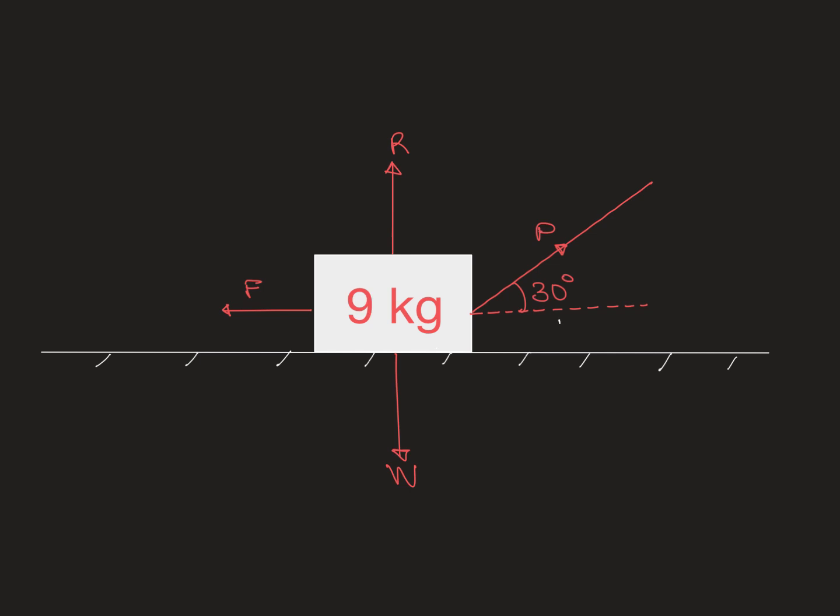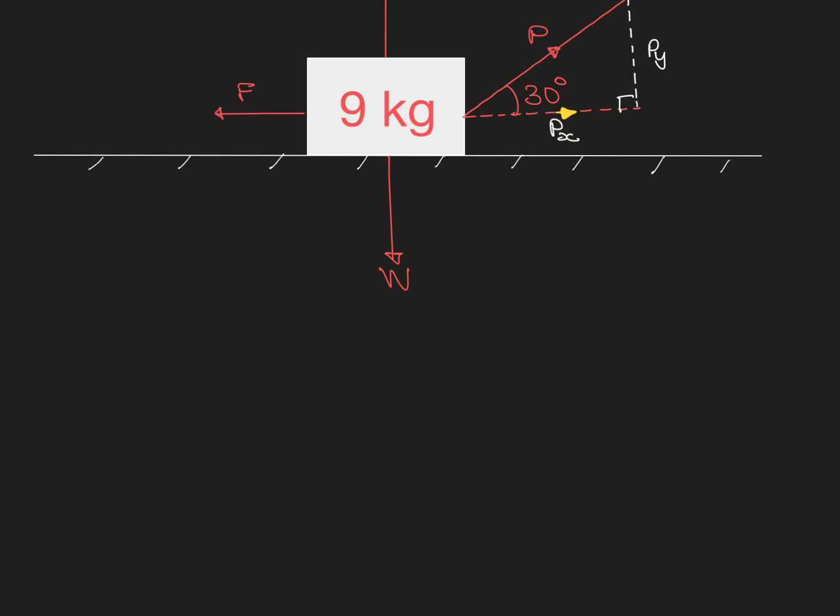That horizontal component is what we call Px. We also have the vertical component that we can demonstrate as Py. So this will make a triangle. If we draw that triangle out, we have the applied force P, the horizontal component of the applied force Px, and the vertical component of the applied force Py, and this is the angle theta, which is 30 degrees.